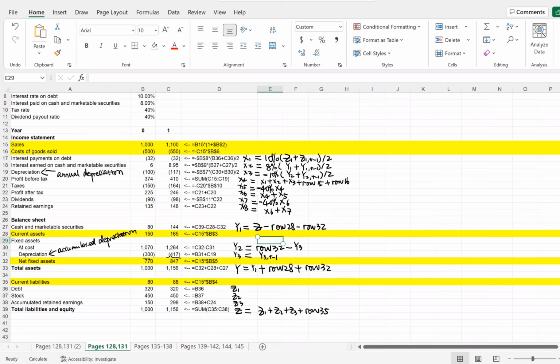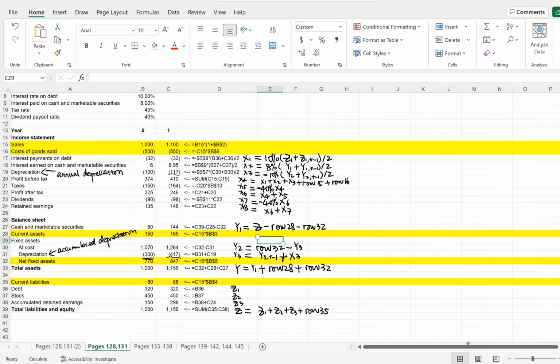So this 117 here represents the depreciation that will be taken out from the sales during this year. So only this year's depreciation, while this 417 here represents the depreciation of this year and also including all the previous years' depreciation. So it's accumulated depreciation. So using accumulated depreciation plus this year's depreciation, that will be X3, so C19, so it will be X3.